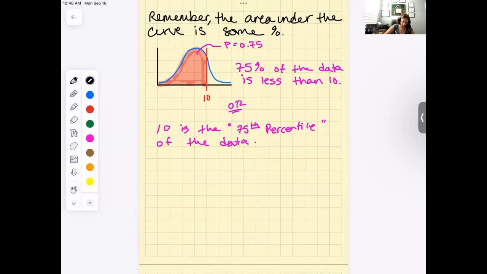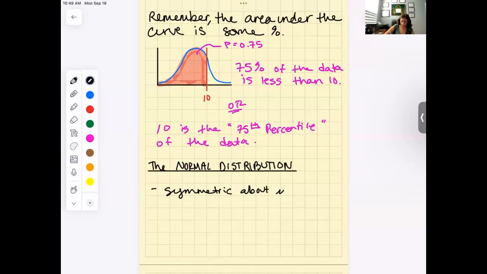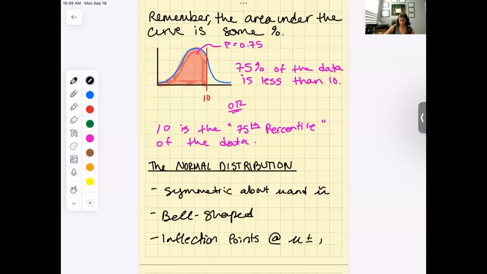Okay, let's talk about the normal distribution. A few things to know about the normal distribution. The first thing to know is that it is symmetric about mu and mu squiggly, meaning the mean and the median. It's bell-shaped. And it has inflection points at mean plus or minus sigma.